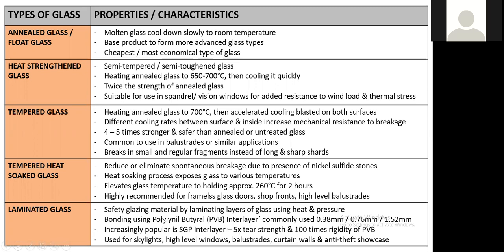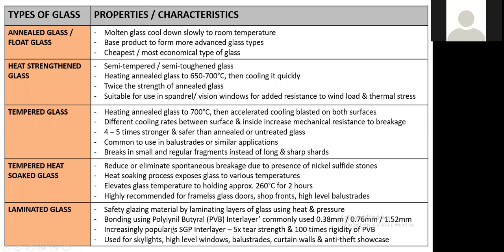So they have this interlayer in between, which we call PVB lah. So commonly used is 0.38, 0.76, and 1.52. Okay. So maybe for smaller glass you can use this, but for larger glass you should use 1.52. This one we have to consult the supplier. So now increasingly popular is SGP interlayer.